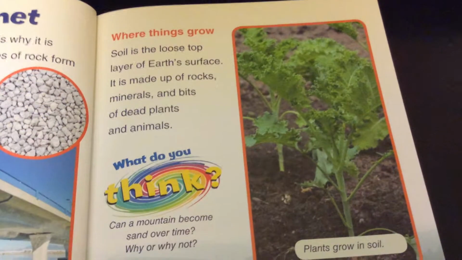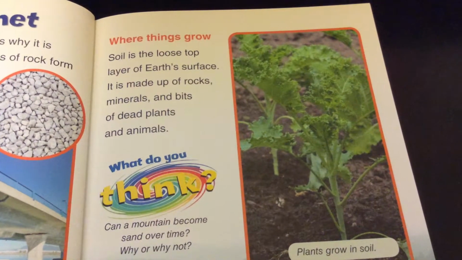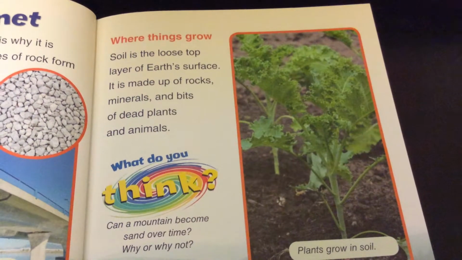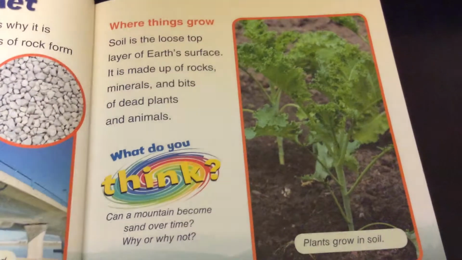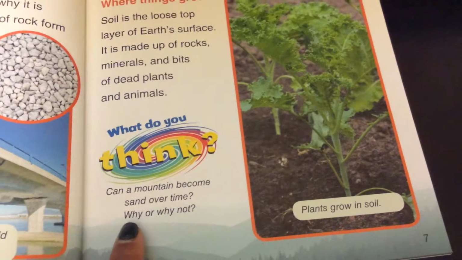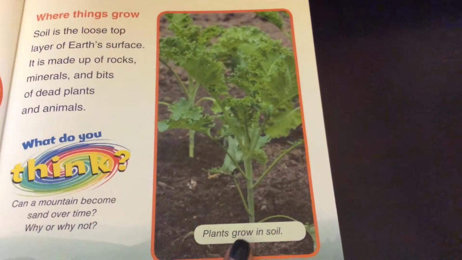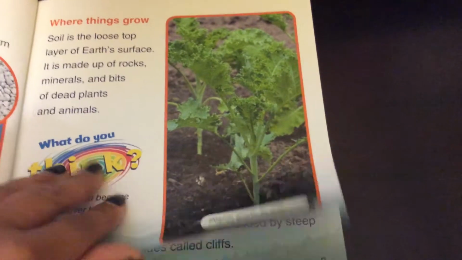Where things grow. Soil is the loose top layer of Earth's surface. It is made up of rocks, minerals, and bits of dead plants and animals. What do you think? Can a mountain become sand over time? Why or why not? Plants grow in soil.